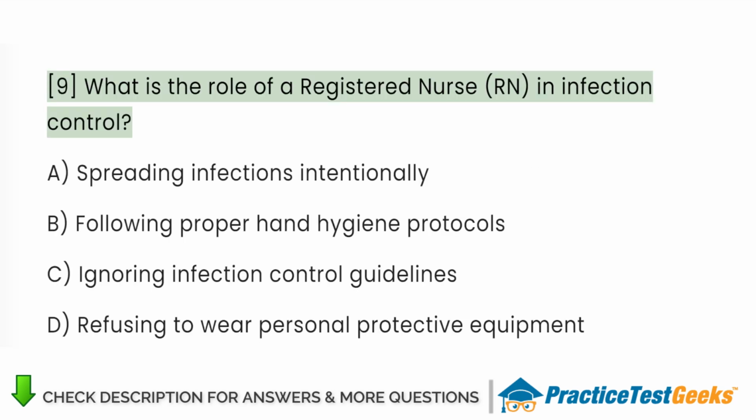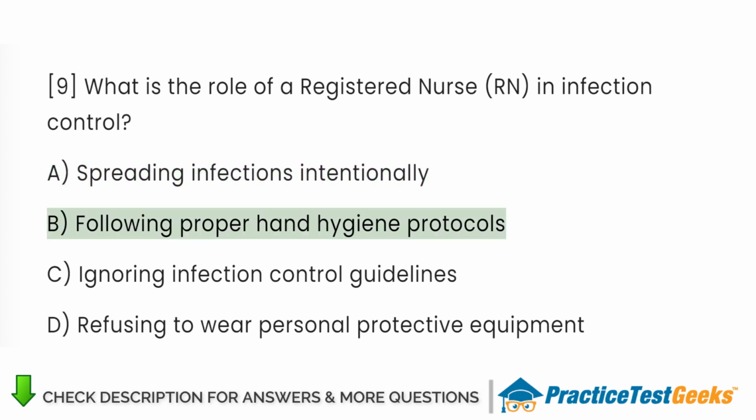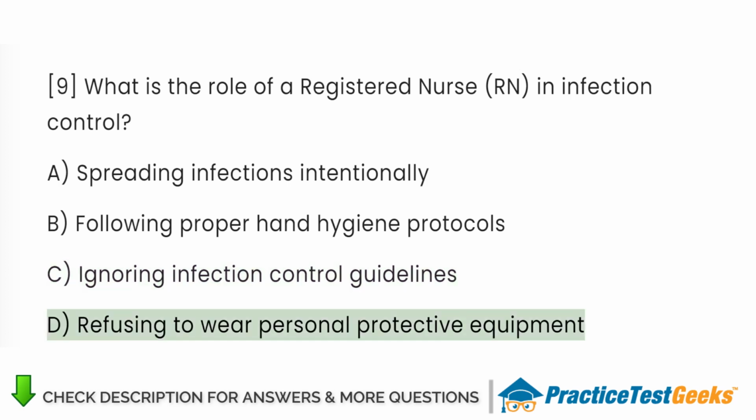What is the role of a registered nurse, RN, in infection control? A. Spreading infections intentionally. B. Following proper hand hygiene protocols. C. Ignoring infection control guidelines. D. Refusing to wear personal protective equipment.